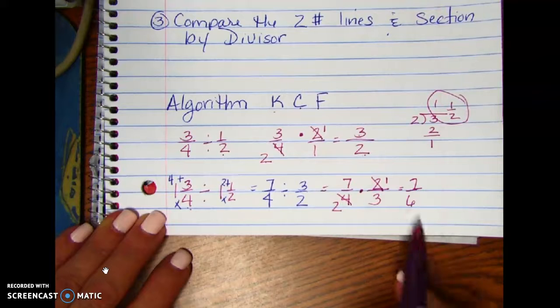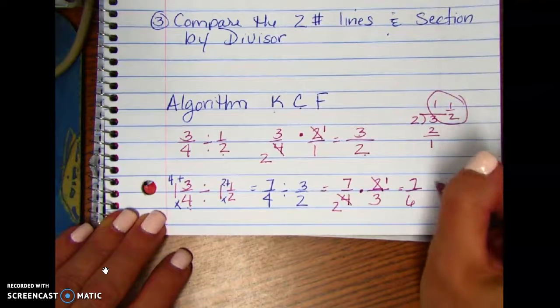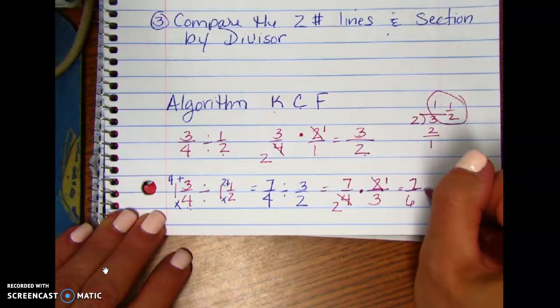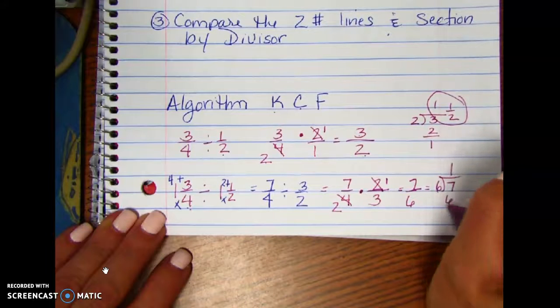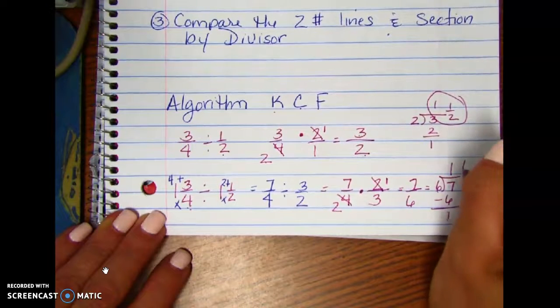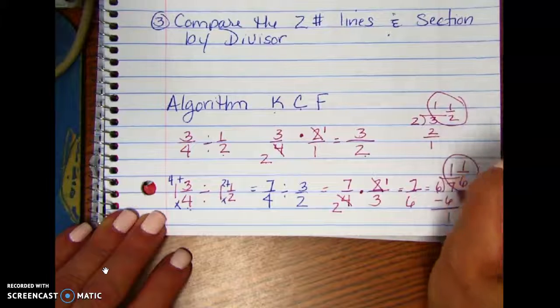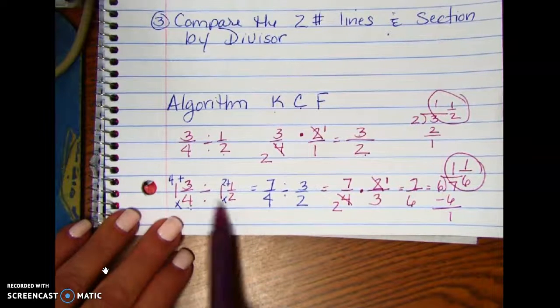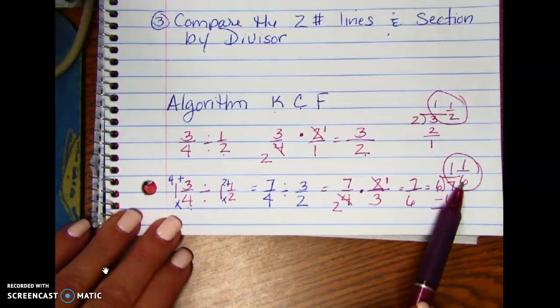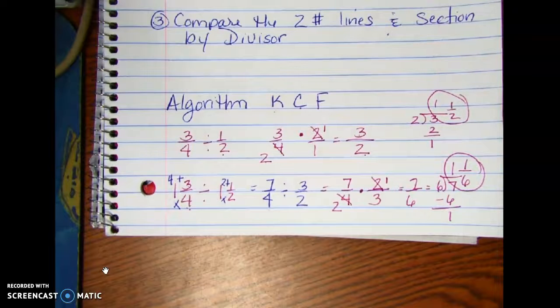7/6. It's an improper fraction, so I have to convert it back to a mixed number, and it becomes 1 and 1/6. How many 1 1/2s are in 1 3/4? 1 and 1/6. And there you have it.